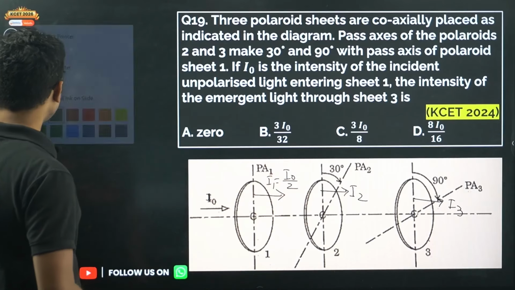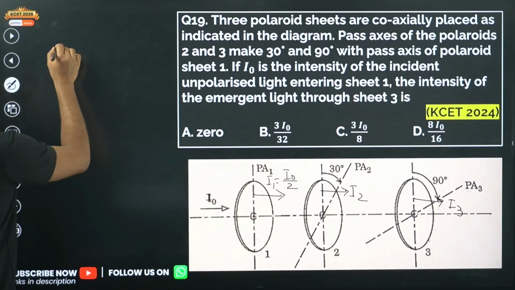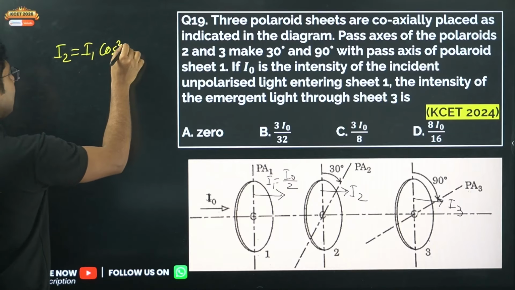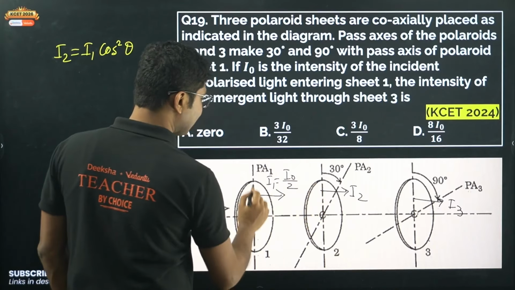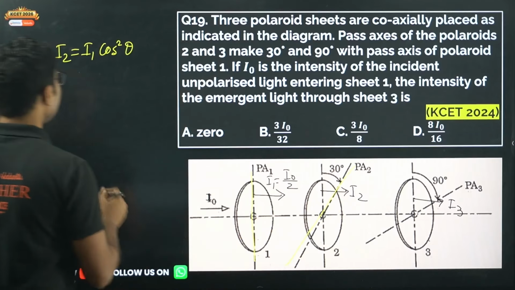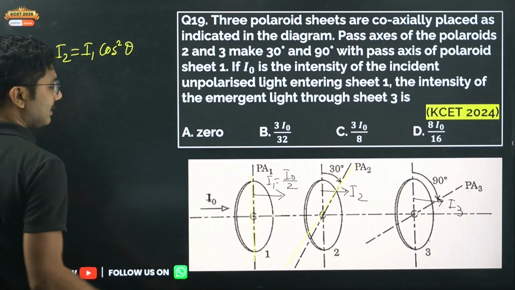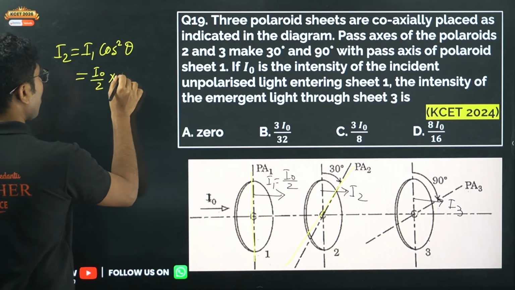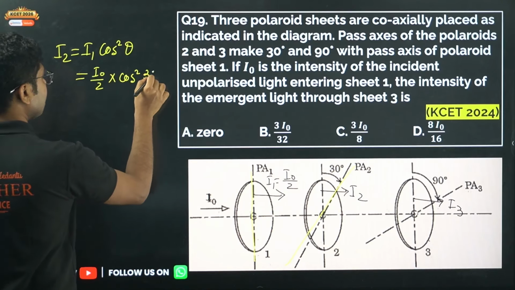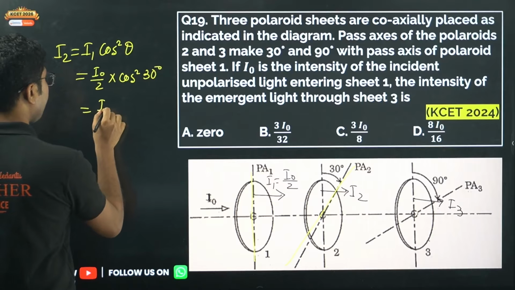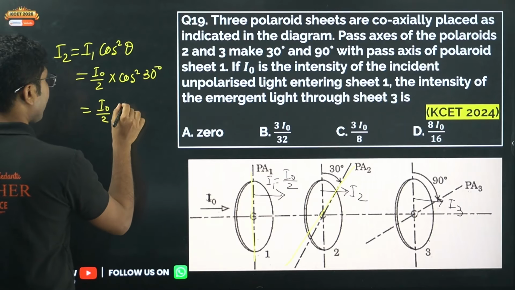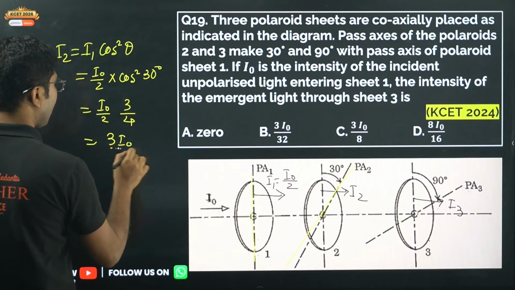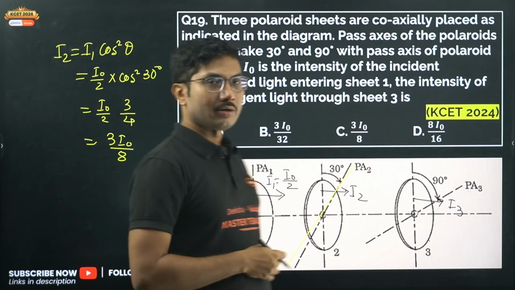Now, what will be I2? I2 will be I1 cos square theta. So what is theta over here? This was 0 degrees, this is 30 degrees, so theta is 30 minus 0, that is 30 degrees. I1 is I naught by 2 and cos square 30 degrees. So what is cos 30? Cos 30 is root 3 by 2. So root 3 by 2 whole square is 3 by 4. So it will be 3 I naught by 8. So I2 will be 3 I naught by 8.